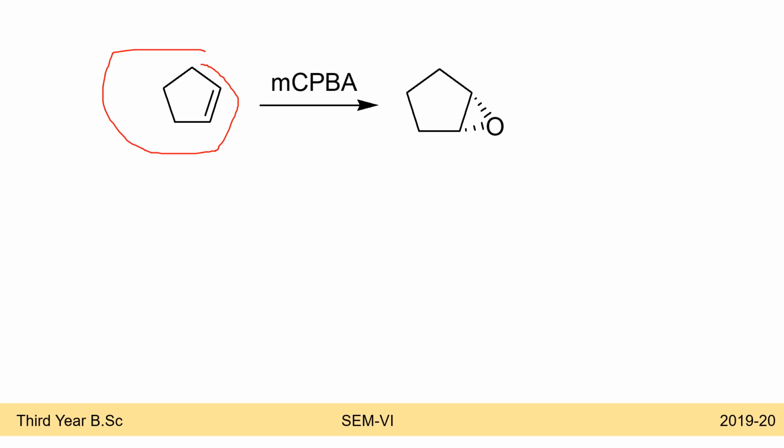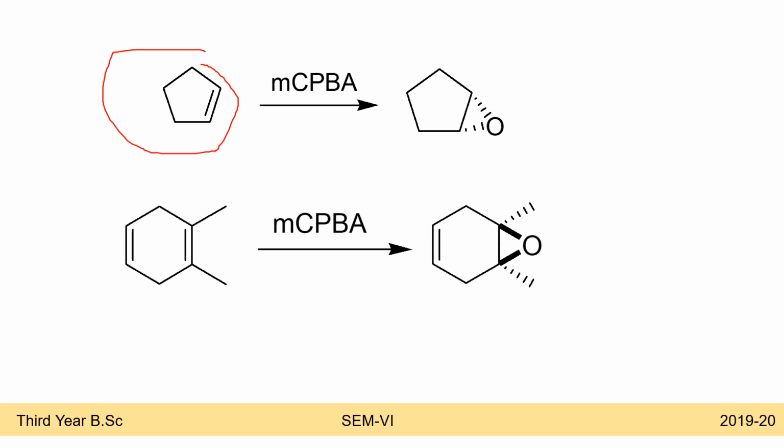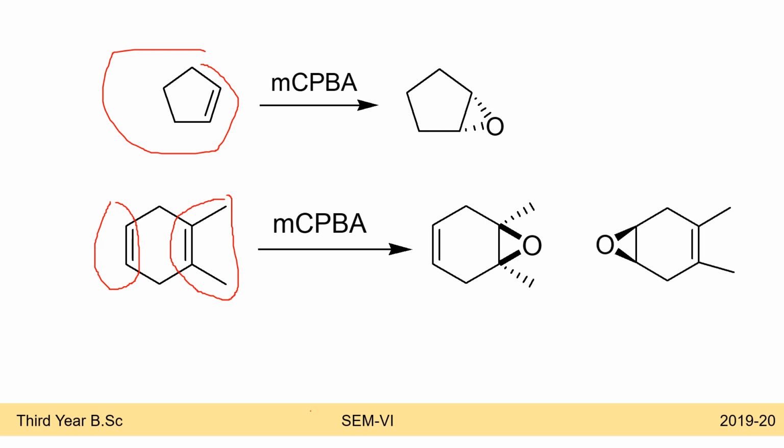If you consider another example, this one has two double bonds in the same cyclic system, but one double bond is highly substituted and the other is less substituted. Epoxidation can occur in two different ways, because the molecule contains double bonds, and when it is reacted with mCPBA, it always forms an epoxide. So this double bond may form an epoxide like that, and this double bond may also form an epoxide like that.